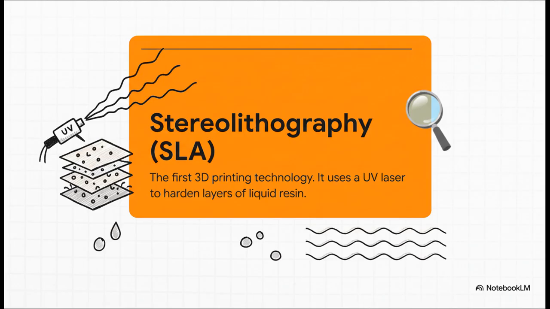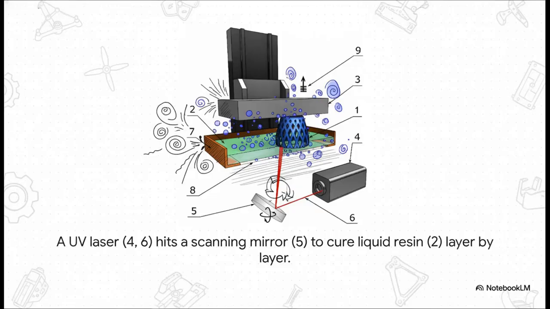The main idea here is to build an object, one tiny, paper-thin layer at a time, by using a UV laser to cure, or harden, a special liquid plastic. So let's break down how this actually works. If you look at the schematic, you can see a UV laser, that's number 4, and it's being aimed by a mirror, number 5. It basically draws a slice of your design onto a super thin layer of that liquid resin, which is number 2. Where the laser hits, the resin hardens instantly.